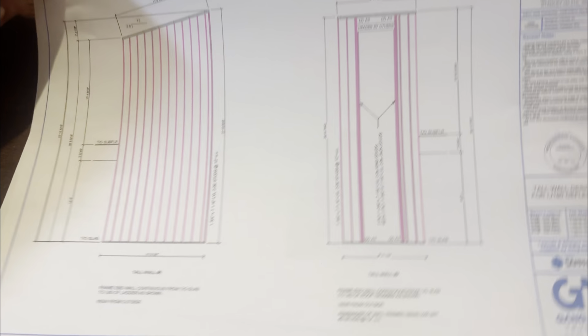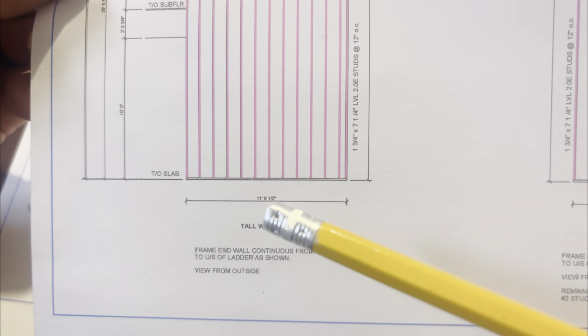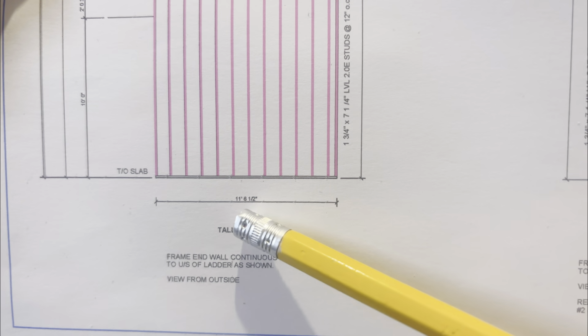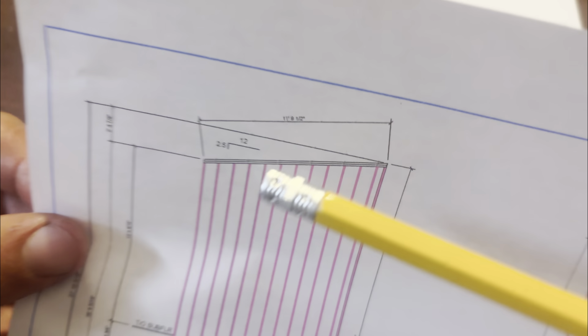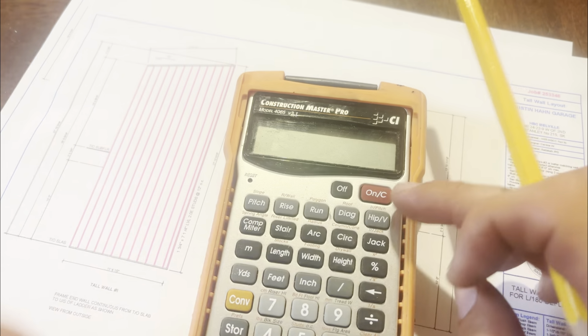All right, let's use this wall as an example. You can see 11 feet 6.5 inches is the bottom length. So how did they get this top plate length? All right, let's get our calculator going here.